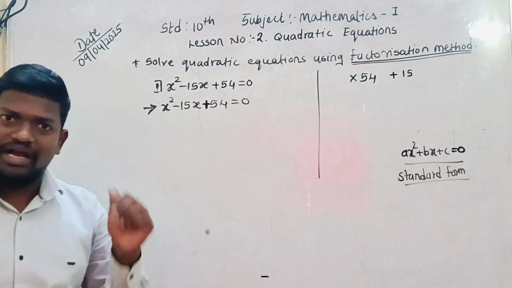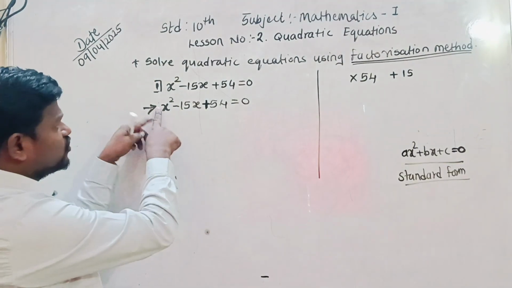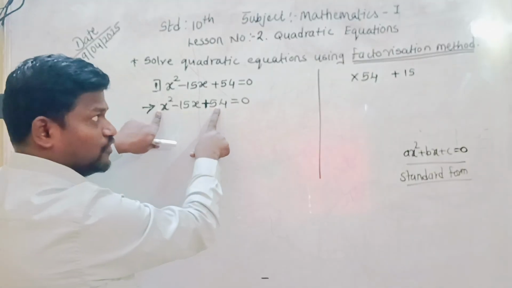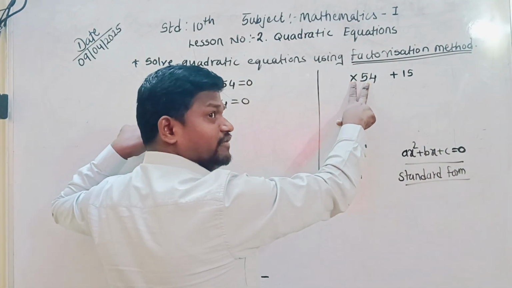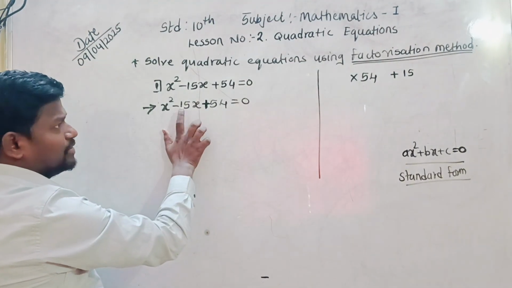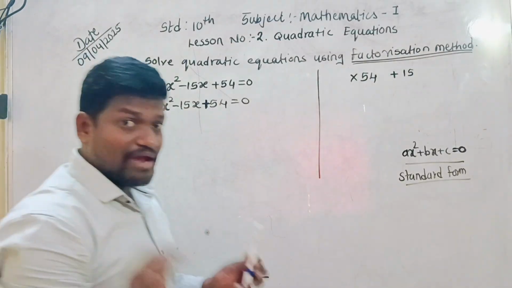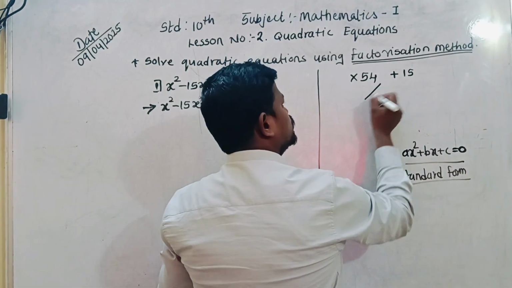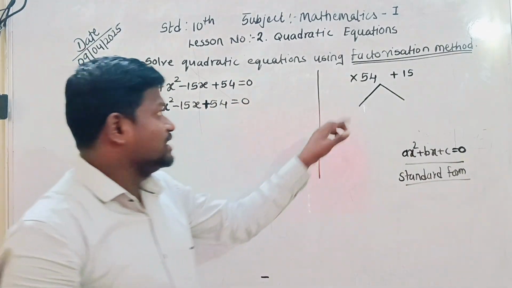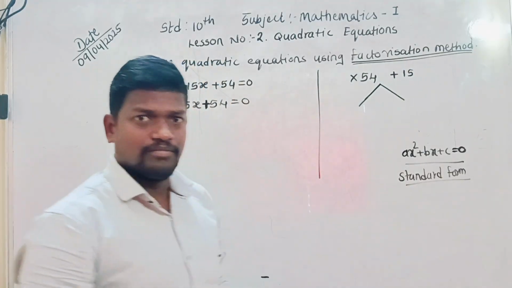Understood? So again, first keep in mind that you have to multiply the first coefficient with the third coefficient. So 1 multiplied with 54 gives 54. Then check the last sign, that is plus, so write it down, and the middle number is 15. So we have to find two factors that multiply to 54 and their addition is 15.